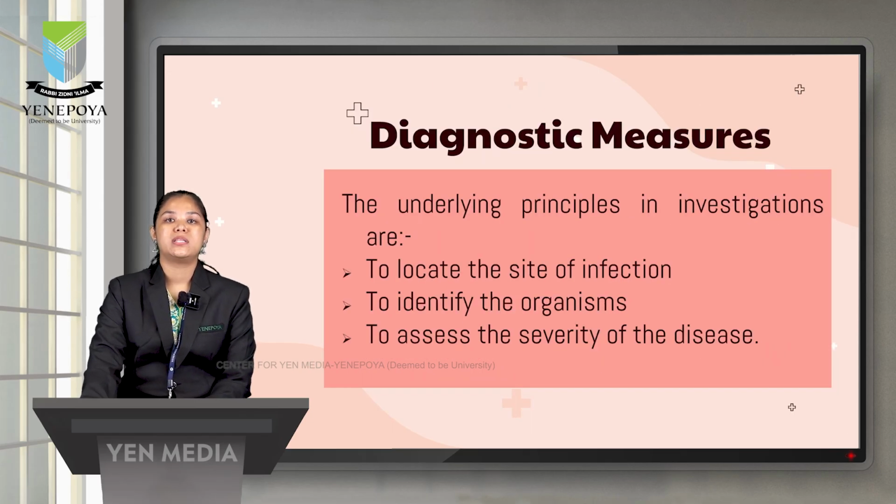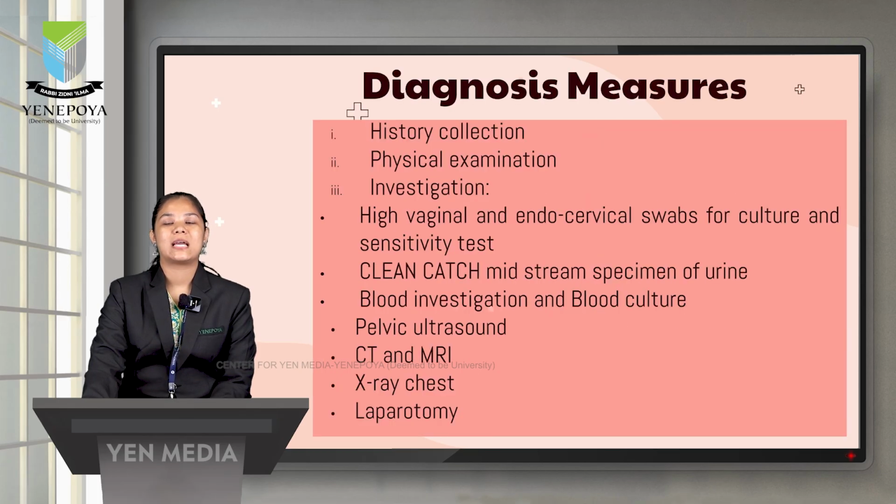Diagnostic measures. Once we have seen the clinical signs and symptoms, the diagnostic measures will be underlying the principle, that is to locate the site of infection, to identify the organism and to assess the severity of the disease. So diagnostic measures include, first one, history collection. Here we are collecting the history during the antenatal, intranatal and the postnatal period.